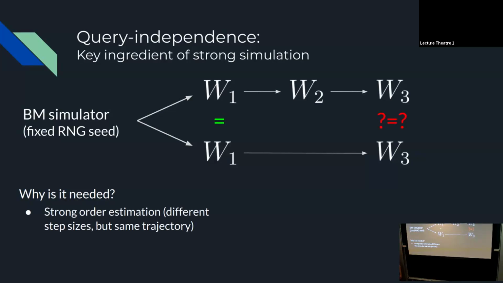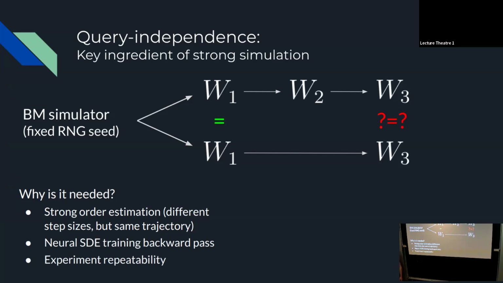So why do you want the Brownian motion to be query independent? Because of strong order estimation, as I said. And for example, for training neural SDEs, where in the forward pass you sample the Brownian motion at certain times, but then you have a method called optimize then discretize, which on the backwards pass might sample the Brownian motion at slightly different times. And if doing it at slightly different times will produce a completely different Brownian path, that's not gonna work well. And of course, you want experiment repeatability.